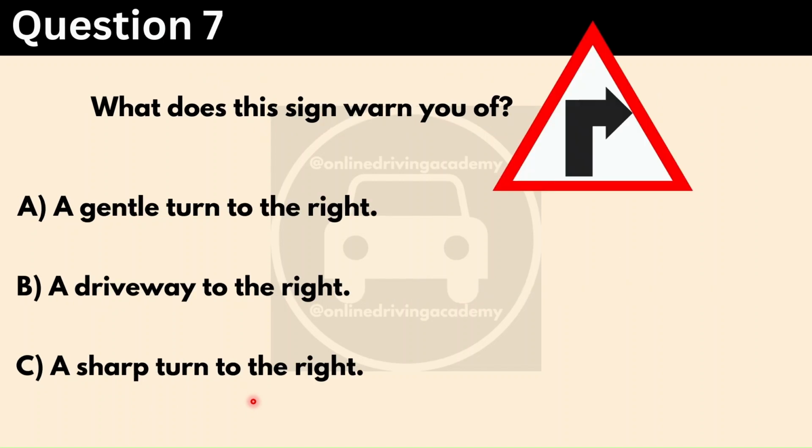Question 7. What does this sign warn you of? Now we can see again it is a triangle sign with a red border and a white background. And we can see there's an arrow here that is pointing towards the right hand side. So is it option A, a gentle turn to the right? Is it option B, a driveway to the right? Or is it option C, a sharp turn to the right? So now we can see that this arrow is a very sharp arrow, right? So this means that that turn will be a very sharp turn. So the correct answer here would be option C. The sign will warn you of a sharp turn to the right.